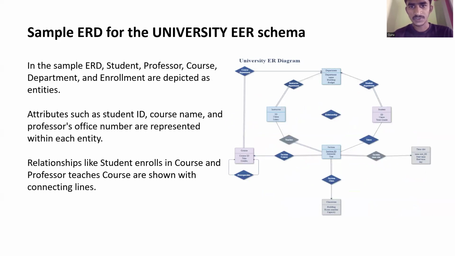Sample ERD for the university ER schema. In the sample ERD, students, professor, course, department, and enrollment are depicted as entities. Attributes such as student ID, course name, and professor's office number are represented within each entity. Relationships like a student enrolls in a course and a professor teaches a course are shown with connecting lines. Complete explanation in this diagram: the university ER diagram.